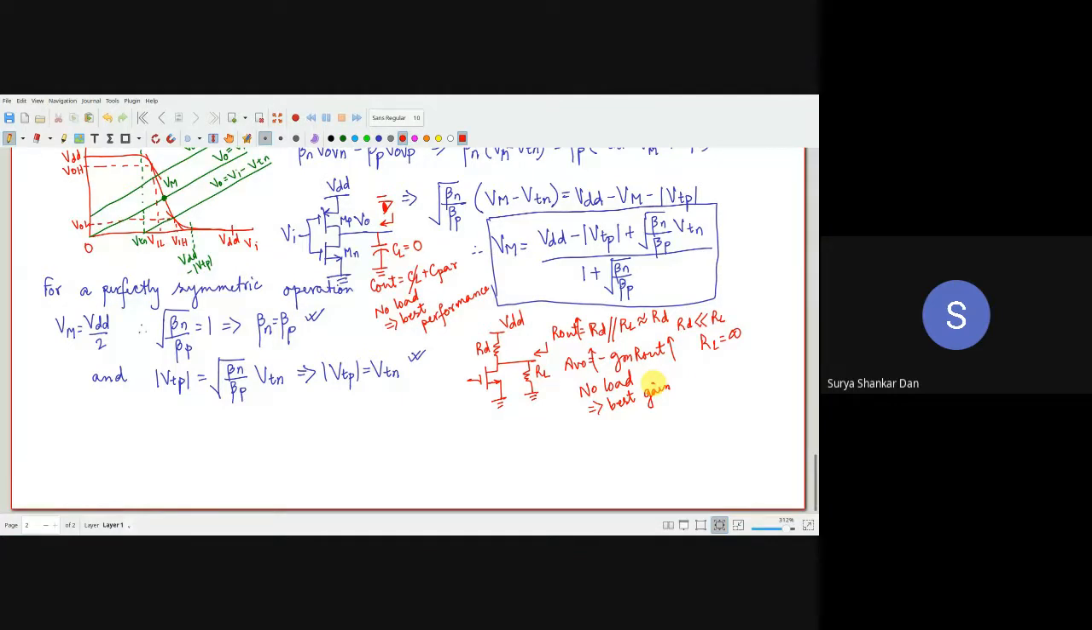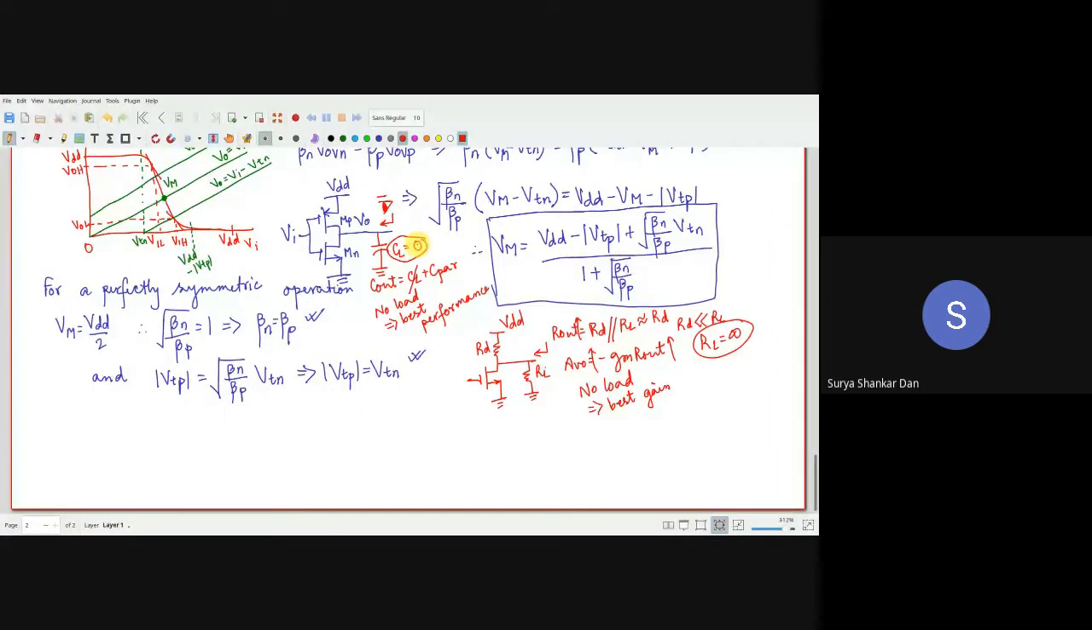Got it? So the no load situations are the best scenario for both analog and digital. The only thing is that in analog, no load corresponds to no load resistance, that is, RL will be infinity. If it is a no load case for digital, the load capacitor will be zero. In both the cases, this no load condition corresponds to the best case scenario.